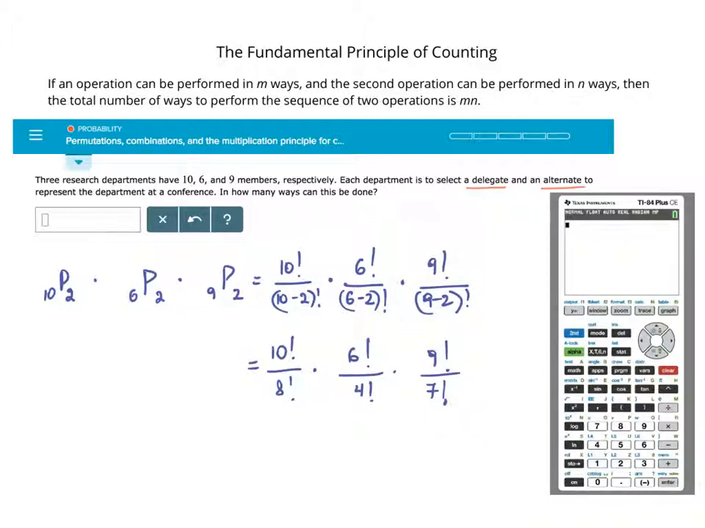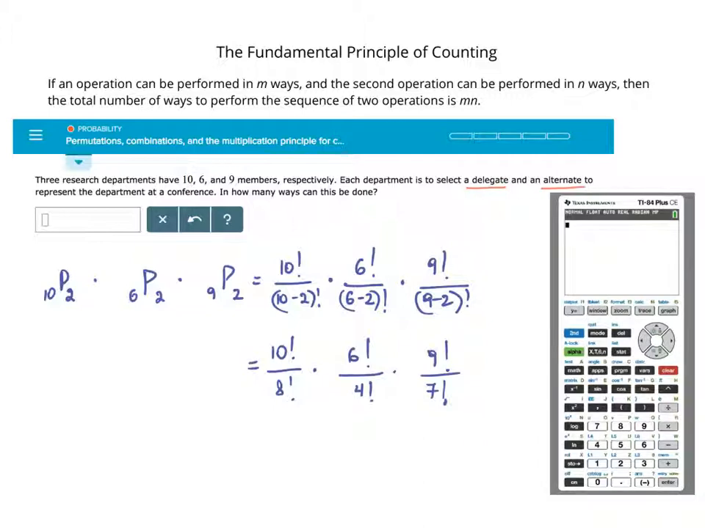I have 3 different operations to perform. I need to know the number of ways to select 2 individuals, order matters, out of 10 in the first department, then 2 individuals out of 6 in the second department, and 2 individuals out of 9 in the third department. So there are 3 numbers of ways to do this, and then again I would like the combined number of ways. Therefore I am finding these results, 10P2, 6P2, and 9P2, and I'm multiplying these outcomes according to the fundamental principle of counting. I find the product of those numbers of ways.